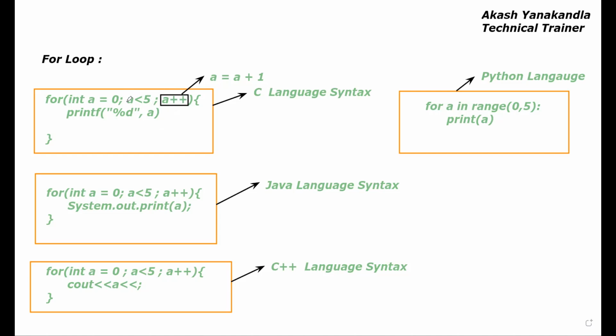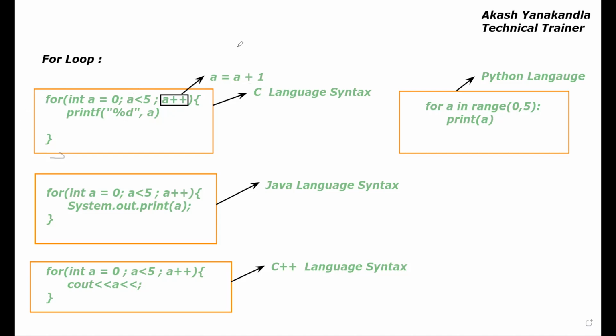So 3 less than 5. Yes, 3 is less than 5. That's why 3 will be printed. 3 will be incremented to 4. It will check whether 4 less than 5. Yes. Now 4 will be printed. 4 will be incremented to 5 now. Now it will check whether 5 is less than 5. So obviously 5 is not less than 5. That's why it will come out of the loop. It means the program will terminate, the program will end.